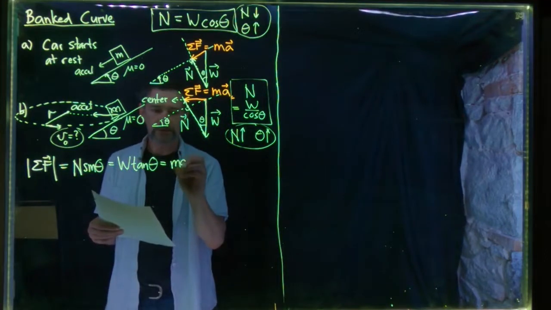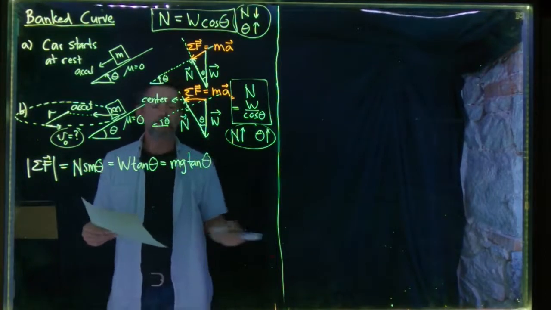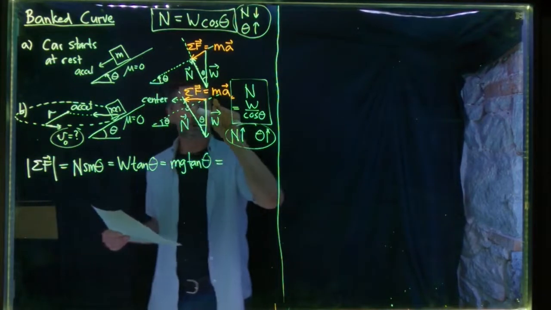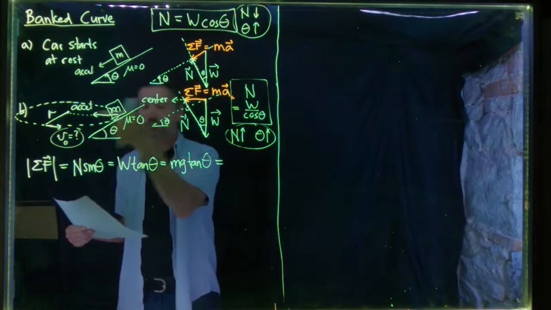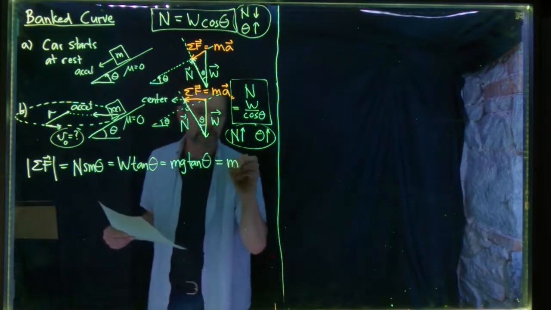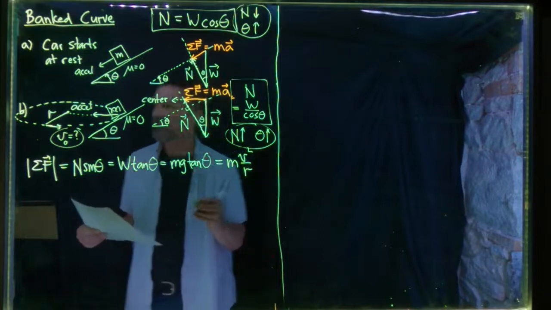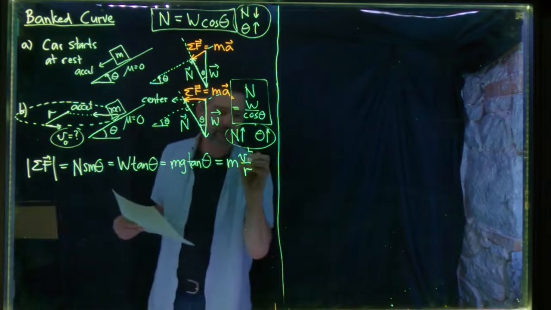So the weight is mg. And then the idea is that the net force towards the center is equal to the inertial mass of the car times the centripetal acceleration. So that's mass times the magnitude of centripetal acceleration, which is v squared divided by r. In this case, we're looking for a particular v, v0.